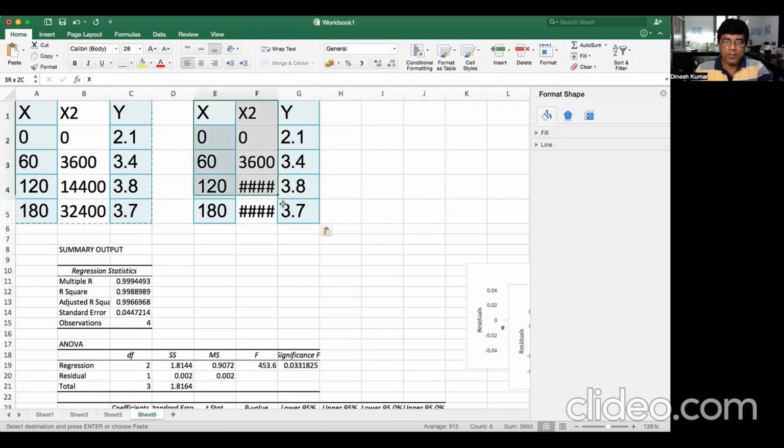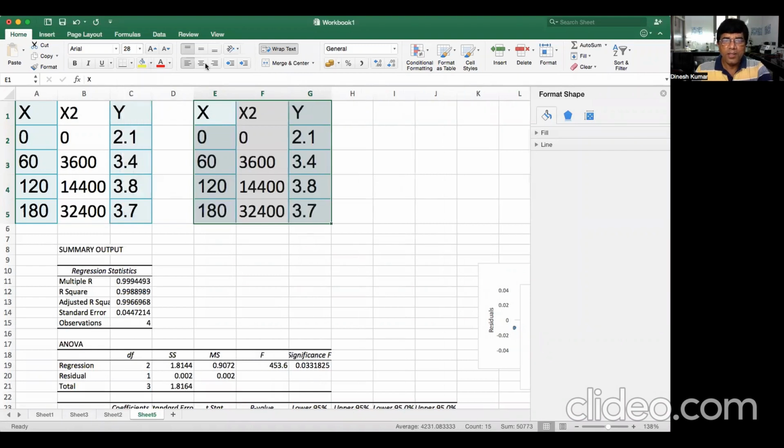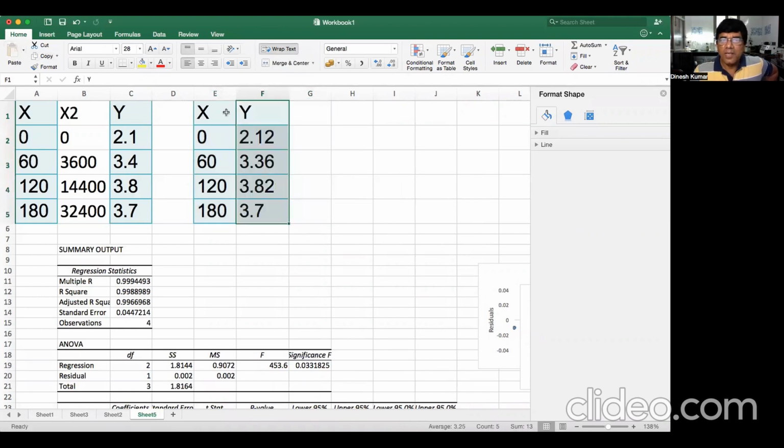Let me try. Okay, but it can be both ways also. If I reduce the size of the font, it is visible. But if I increase the size of the font, again it is visible. Anyway, now you see I can remove this x square and then just cut it and paste here. Now it is xy and you can plot this equation.